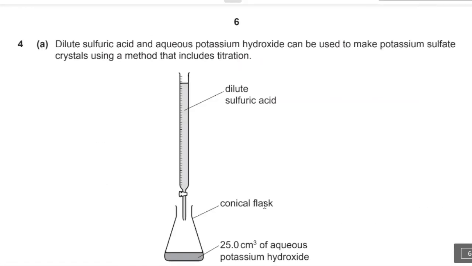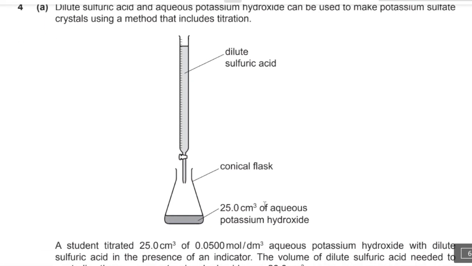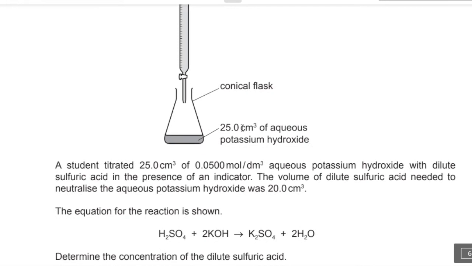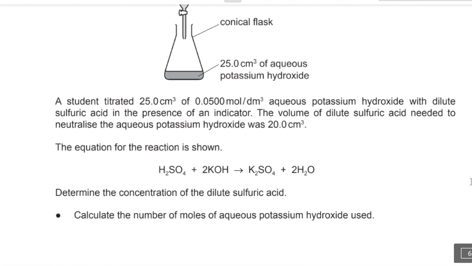G. Dilute sulfuric acid and aqueous potassium hydroxide can be used to make potassium sulfate crystals using a method that includes titration. So you have a burette filled with dilute sulfuric acid and a conical flask containing a certain volume of potassium hydroxide. A student titrated 25 cm cube of 0.05 mole per dm cube aqueous potassium hydroxide with dilute sulfuric acid in the presence of an indicator.